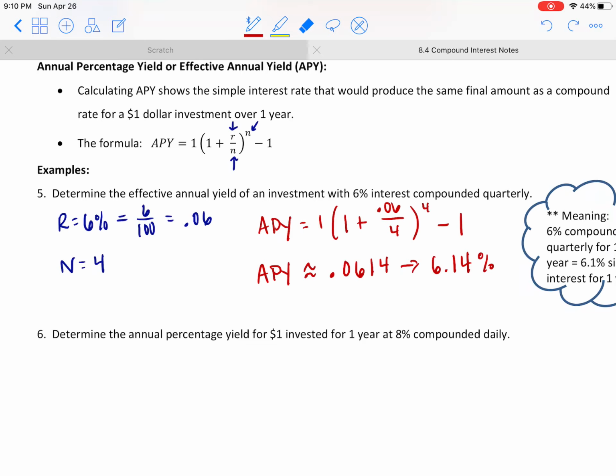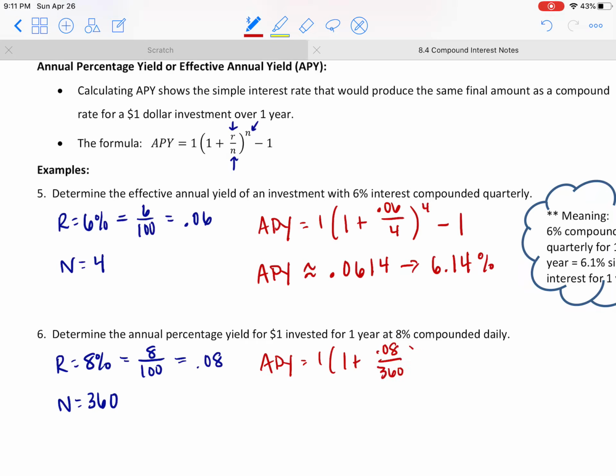All right, so you could be asked the question a little differently. Notice number 6, instead of determine effective annual yield, it says determine the annual percentage yield. Well, those are the same thing. And this time it says for $1 for a year. That's part of the formula already. So it's the same 2 pieces that we need. We need the rate, which in this case is 8%. And 8% is 8 over 100, or 0.08. And this is compounded daily. So we're going to say N is 360.